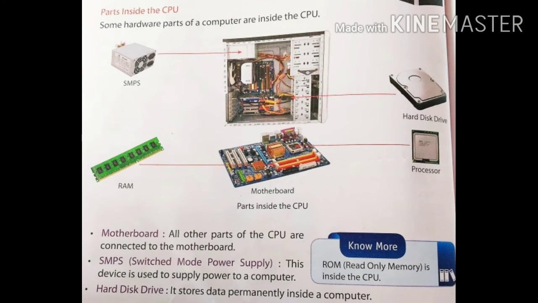Children, listen. Next, parts inside the CPU. Some hardware parts of a computer are inside the CPU. First one, motherboard. All other parts of the CPU are connected to the motherboard. Next one, SMPS, switched mode power supply. This device is used to supply power to a computer. Next one, hard disk drive. It stores data permanently inside a computer.